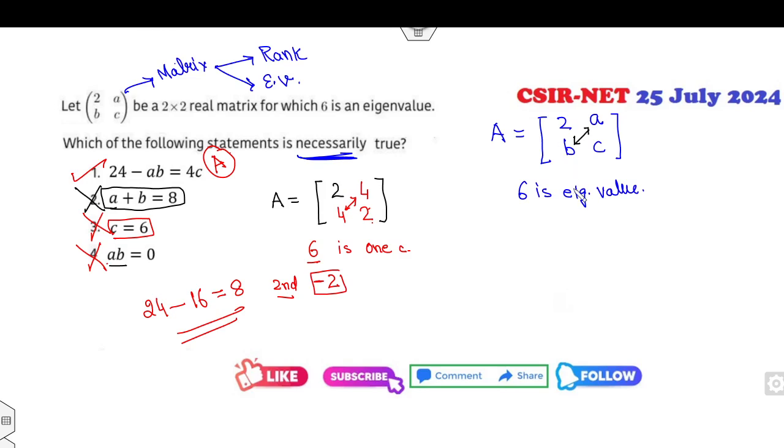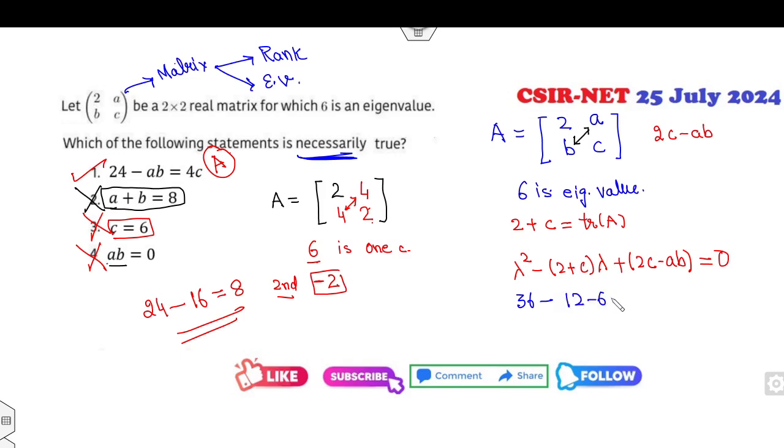Second, which generally the student will do: 6 is one of the eigenvalues and this will be my trace. Fine. And this is my determinant. So I can write the equation of lambda square minus (2 plus 6) lambda plus the determinant. And since 6 is one of the eigenvalues, I can substitute the value 6. So 12 minus 6c plus, and again you can see from this case 24 minus AB is equal to 4c, which is my right answer of the problem.